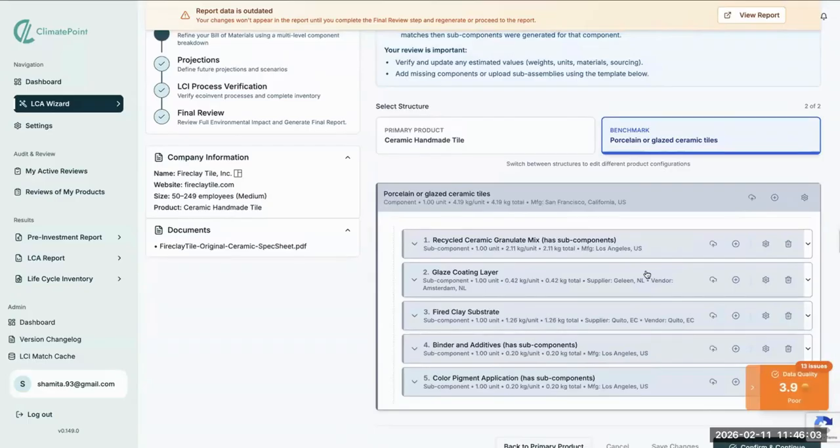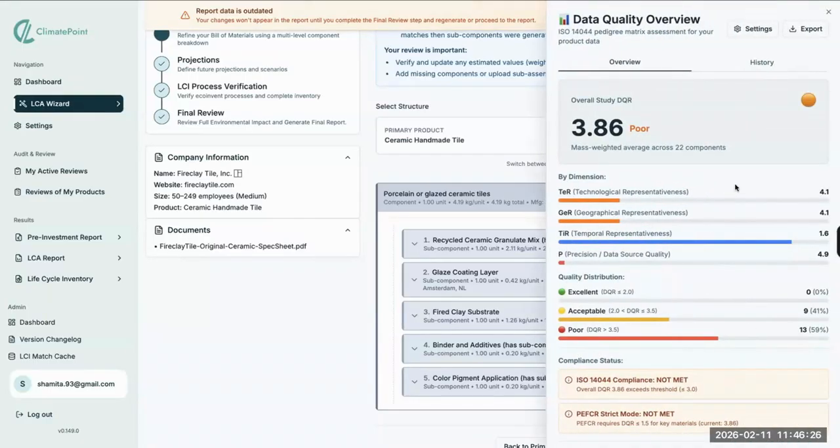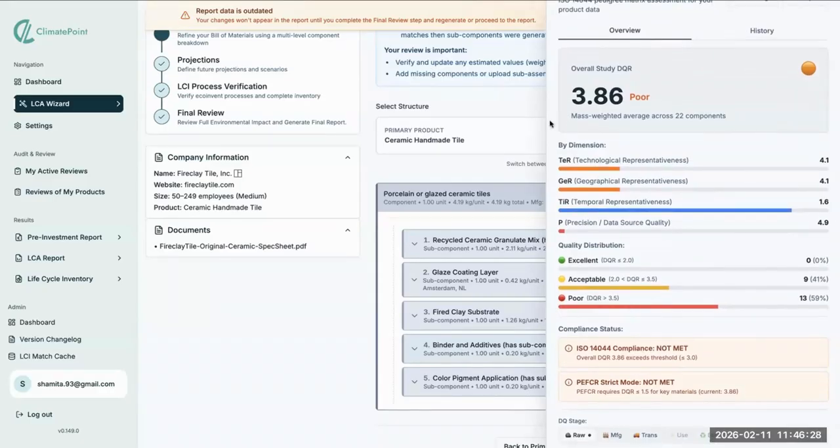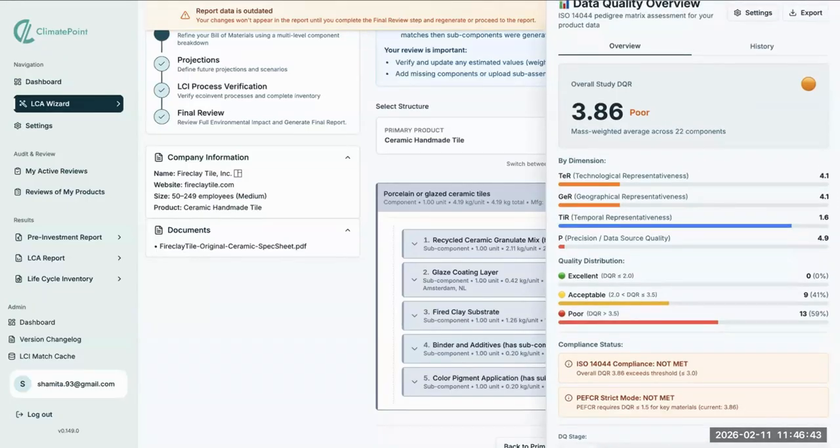For the sake of this demo, we uploaded the same bill of materials for both the benchmark and the primary product, just tweaking a few things here and there. Over here, we have a little data quality monitor which says, oh, poor quality data. Very understandable, this is a fictitious company. But you can see the things that you need to be filling out. You need to be technologically representative, geographically accurate, and temporally accurate. Your data source quality also needs to be high in order for this to be a high quality analysis.